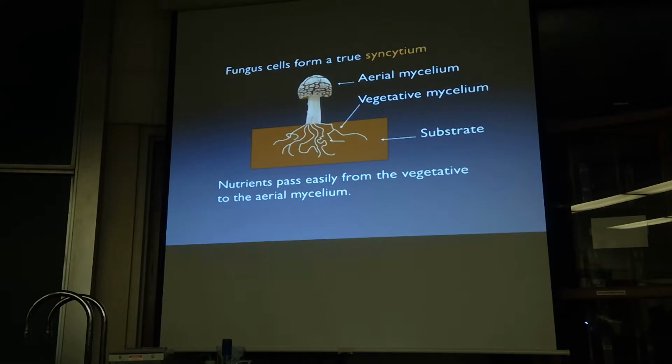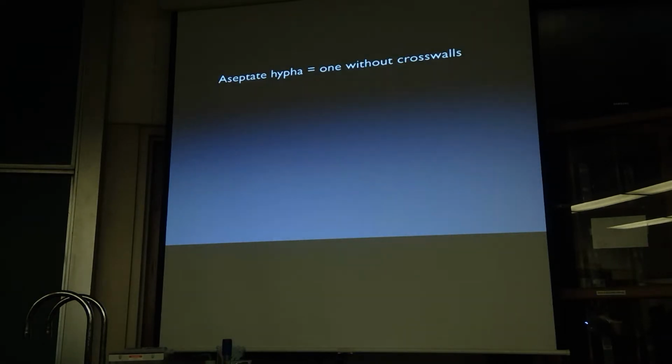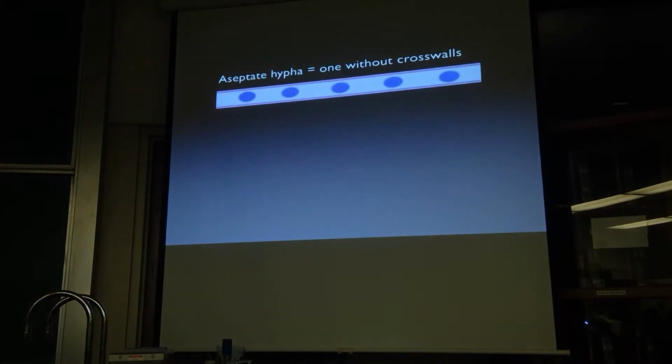Anyway, nutrients are easily passed from one part to the next. These hyphae that make up the mycelium, again, we're back to the hyphae, they're the threads, they can be aseptate. What does A in front of a word mean? Without. And what's a septum? We have one in our notes. Separating. It's like a wall that separates. So if hyphae are aseptate, there's no cross walls.